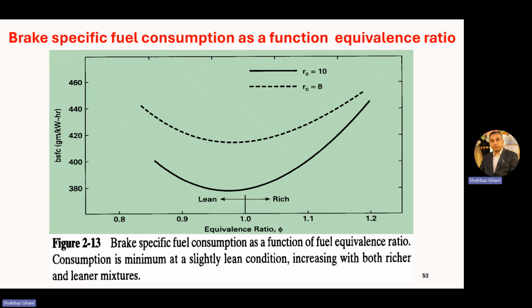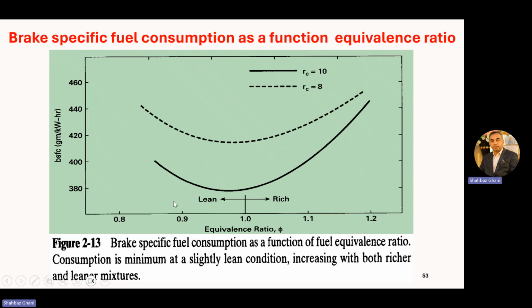Now, brake specific fuel consumption as a function of the fuel equivalence ratio phi. Consumption is minimum at a slightly lean condition, increasing with both richer and leaner mixtures. Now, phi is 1 here, meaning the actual air-fuel ratio relative to the stoichiometric. 1 is this spot, but the minimum is when the mixture is towards the lean condition.